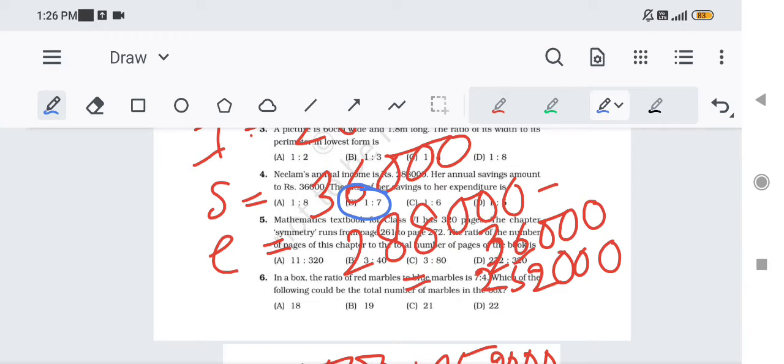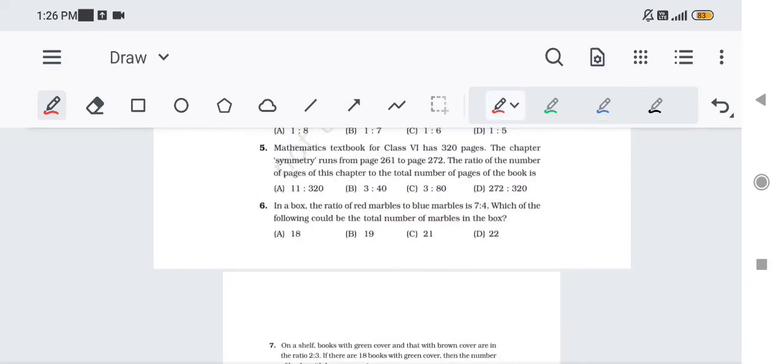Now let's come to the next sum. Now in question number 5 it is written, the mathematics textbook of class 6 has 320 pages. The chapter symmetry runs from page 261 to page 272. I repeat that. The ratio of the number of pages of this chapter to the total number of pages in this book. So the total number of pages is already given, that is 320. Now we have to find how many pages are there in the chapter symmetry.